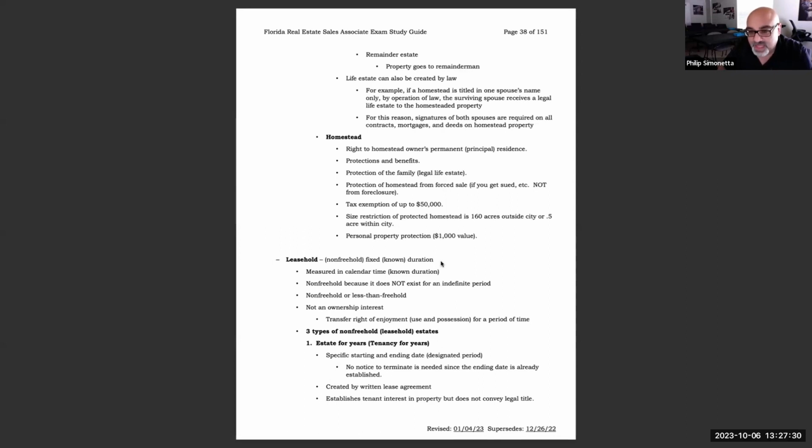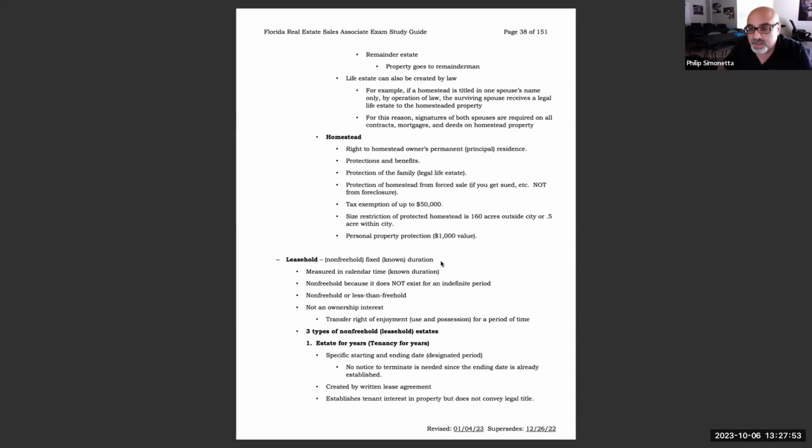that's the freehold. Now you have the second one, which is leasehold, right? So leasehold is also known as non-freehold. And what it means is there's a fixed known duration. You have a 1-year lease, a 5-year lease, a 10-year lease, right? It's measured in calendar time, and you have that known duration. It's non-freehold because it does not exist for an infinite period of time.